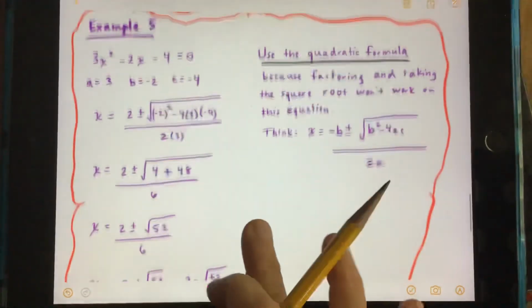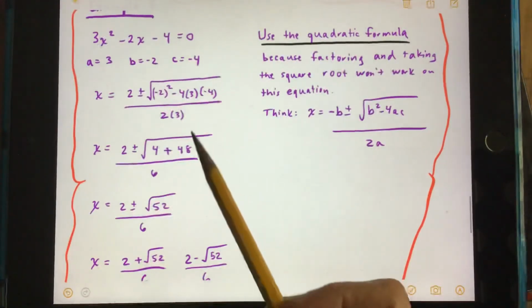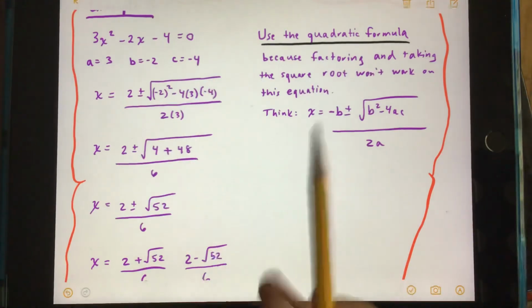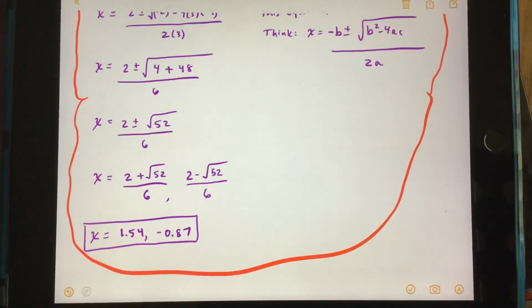So again, that quadratic formula is really going to be useful when factoring and taking the square root don't work because it's pretty easy to pull off the a, b, and c and throw it all into your quadratic formula and then simplify down to your final values that are the solutions of your equation.